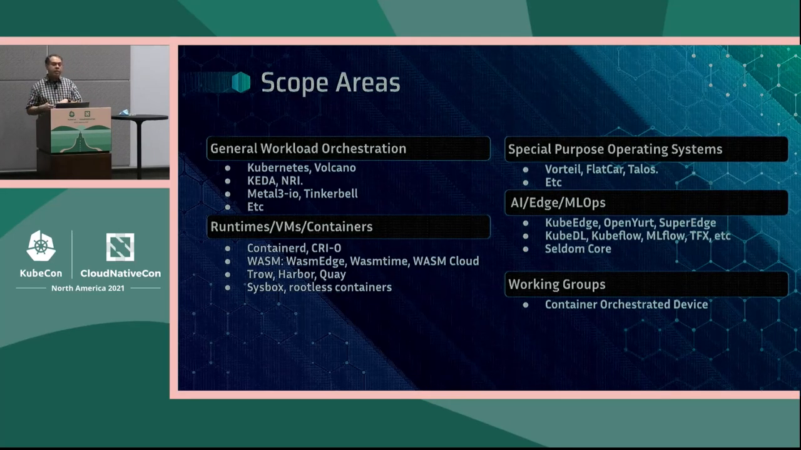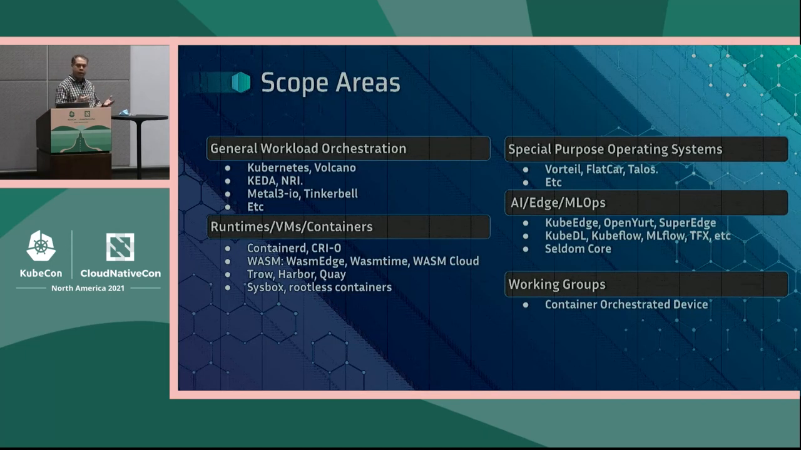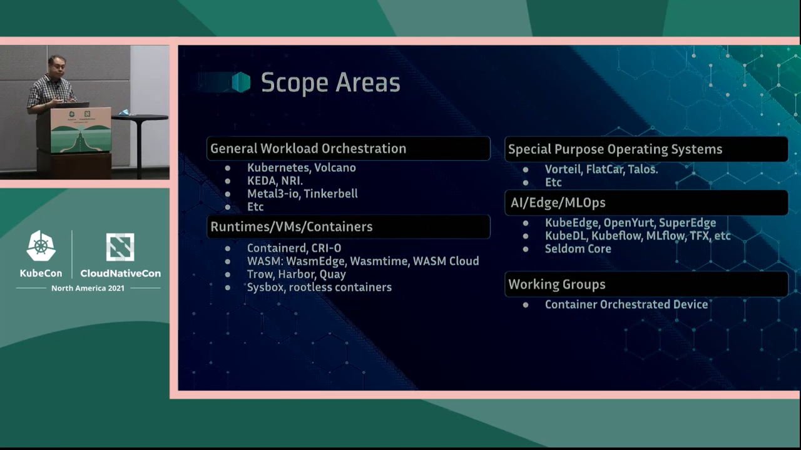Another part of the scope is special purpose operating systems. That's operating systems meant to run something unique, and in this case, it's just to run containers. So like Flatcar, an operating system that is there just to run containers.